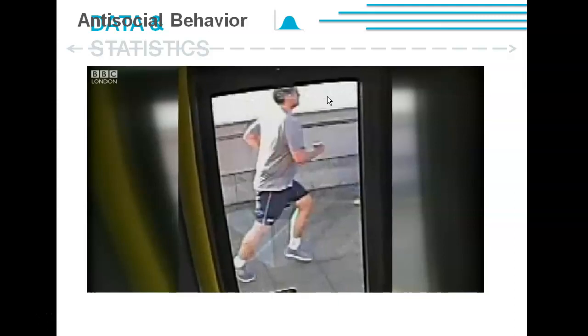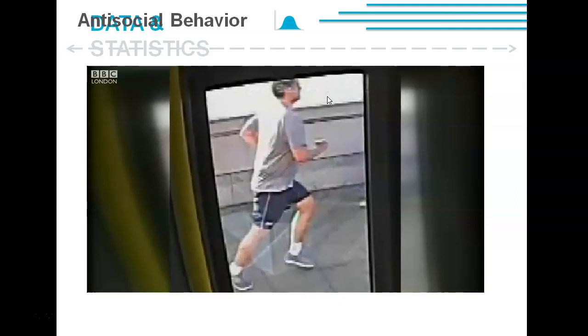And again, it could be that the person didn't realize that they were pushing the lady quite as hard. But still, that goes against what society stands for. That's an example of antisocial behavior.